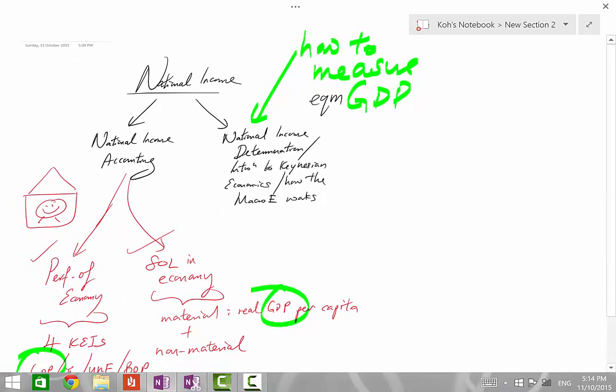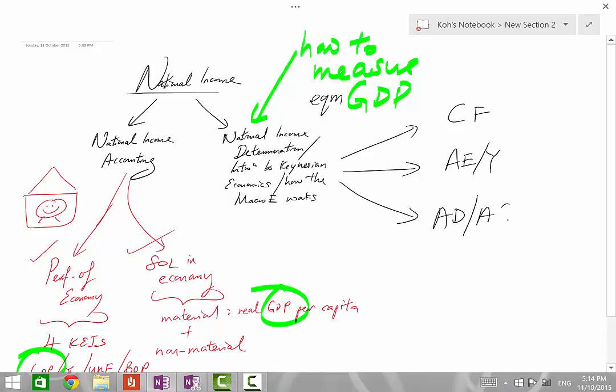So the focus here is how to measure equilibrium level of GDP. You will learn that there are three models. The first one is the circular flow model, followed by AE versus Y, and then AD versus AS. Okay. So you may start to wonder, why do we need three models to measure the same thing?